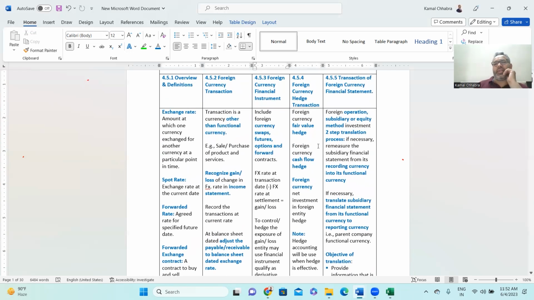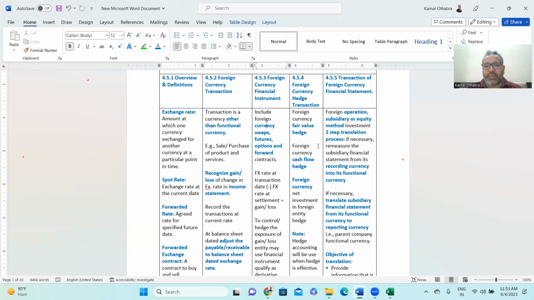Last one is translation of foreign currency financial statements. That means, for example, you are, let's say, Amazon USA, and you have, let's say, Amazon in India also, right? So Amazon has its operation in India, which is a subsidiary of Amazon USA. Let's keep this example in mind.